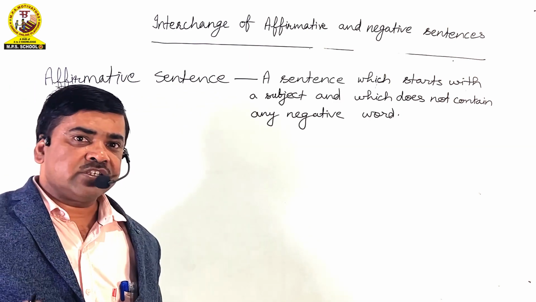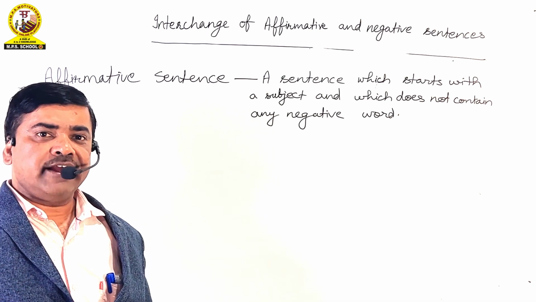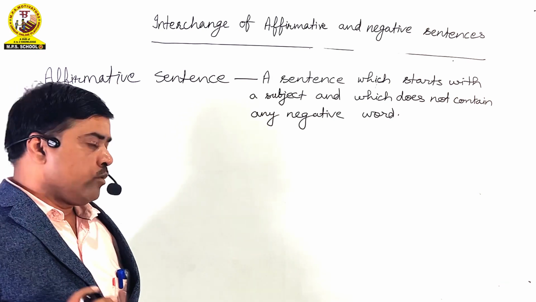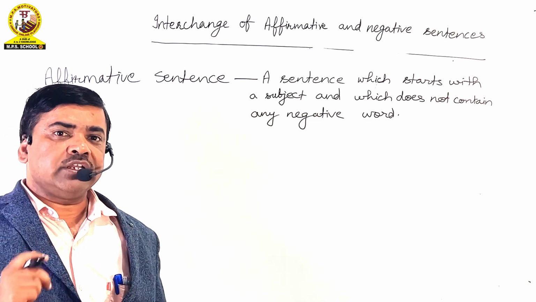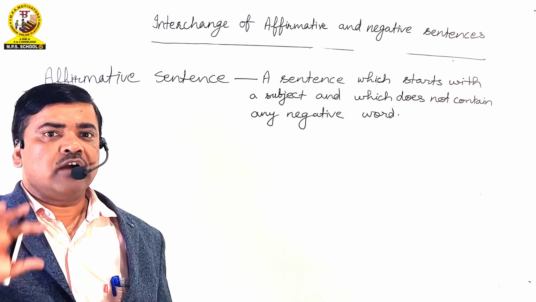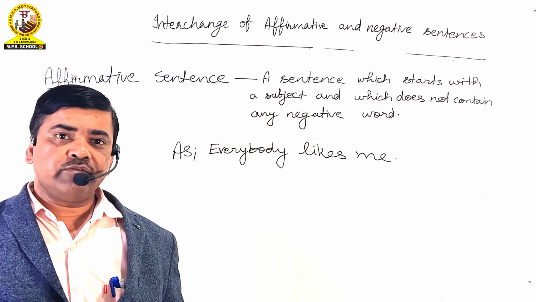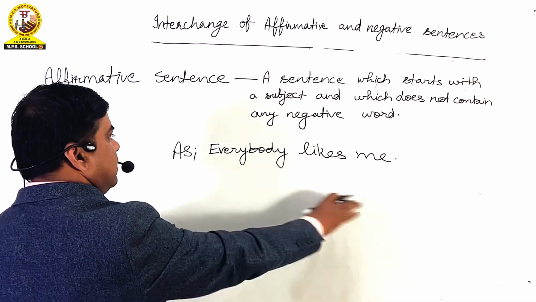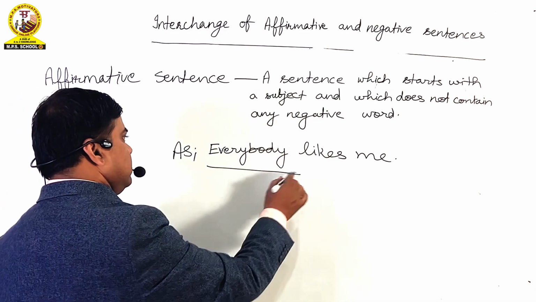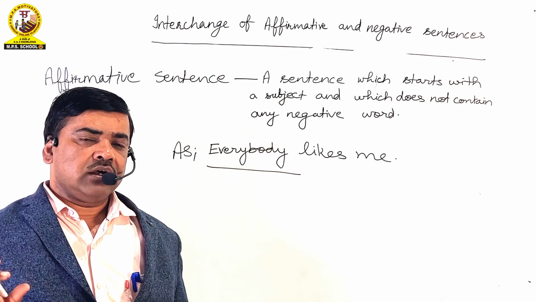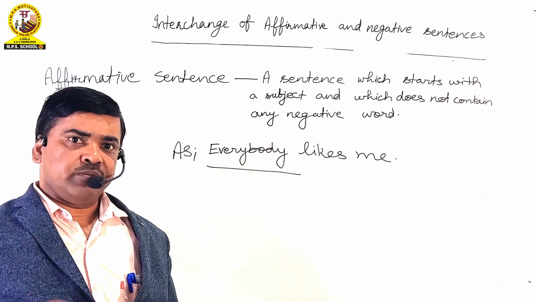A sentence which starts with a subject and which does not contain any negative word. कोई वाक्य जो किसी सब्जेक्ट से शुरू होता है और जिसमें एक भी निगेटिव वर्ड नहीं होता है उसे हम लोग अफर्मेटिव सेंटेंस कहते हैं. For example, everybody likes me. प्रत्येक व्यक्ति मुझे पसंद करता है. Here there is no negative word in this sentence, and this sentence has started with a subject that is everybody. So this sentence is an affirmative sentence.